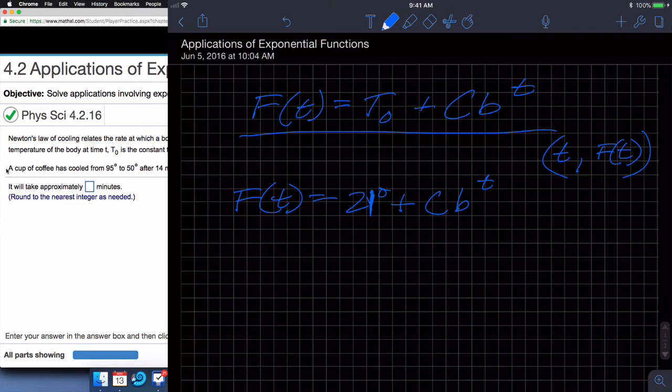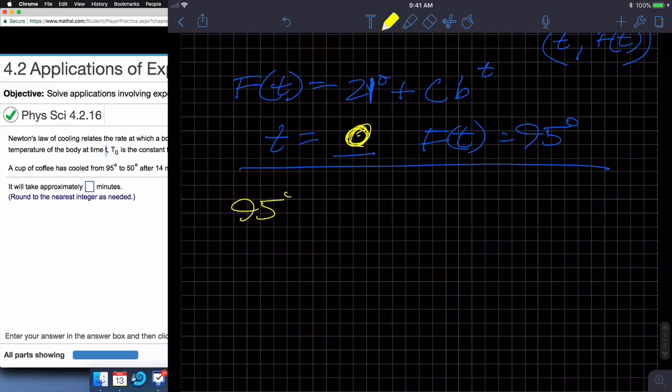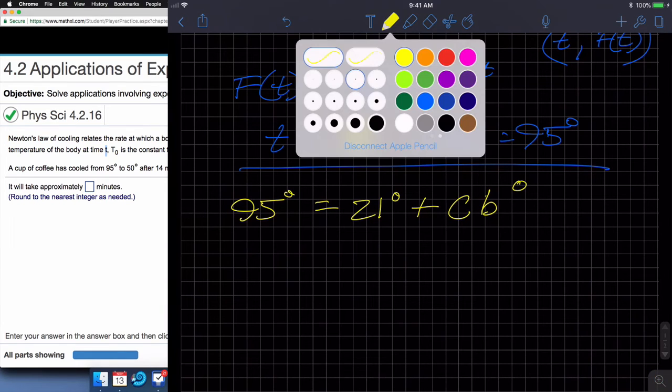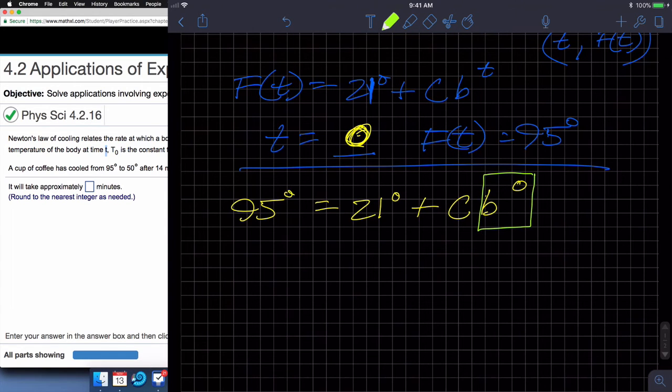Now, they've given us another piece of information as well, which I think is the hardest to discern from all this information. A cup of coffee is cooled from 95 degrees. So it starts at 95 degrees. When it's 95 degrees, what is the time? What is time T? Not T sub 0, but time T, this T right here in the exponent. At what time is F of T equal to 95 degrees? That's my question to you. Hopefully you're saying it's time zero. So we know that it's 95 degrees equals 21 degrees plus C times B at time zero. The cool part is that at time zero, B to the T is 1, which means I get 95 degrees equals 21 degrees plus C times 1, which is just C.